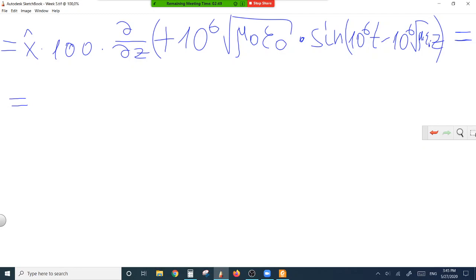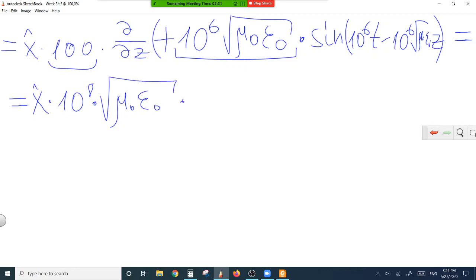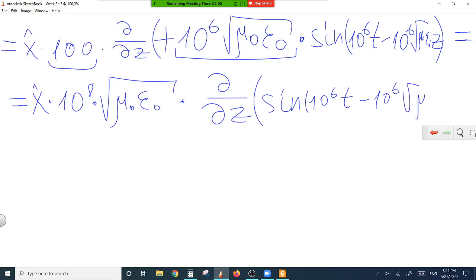First, let me write these terms outside of the bracket. x multiplied by 10 to the power 2, this is 10 to the power 6, so 10 to the power 8, multiplied by square root of mu 0 epsilon 0, multiplied by the derivative with respect to z of sine of 10 to the 6 t minus 10 to the 6 square root of mu 0 epsilon 0 z.